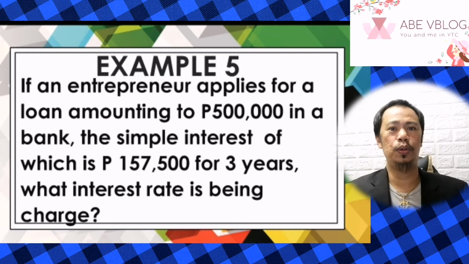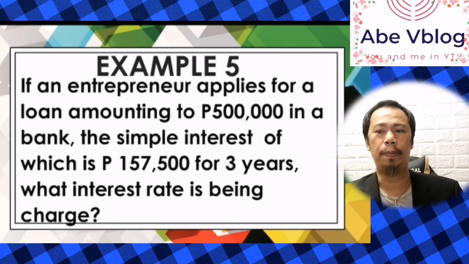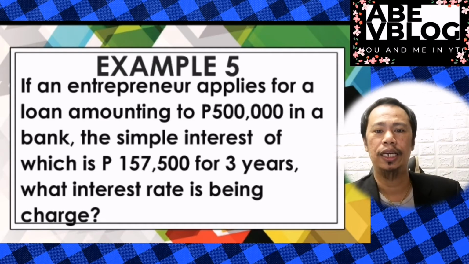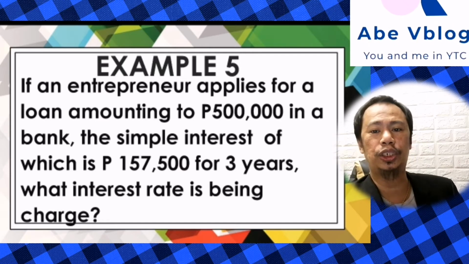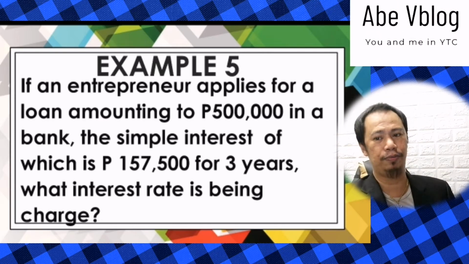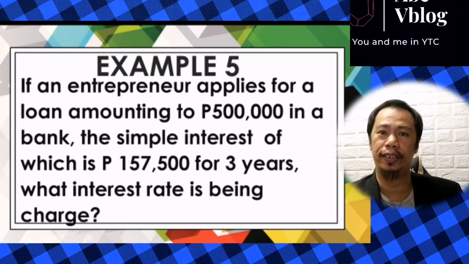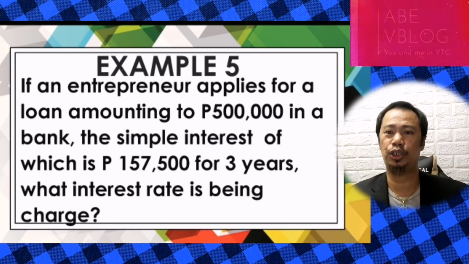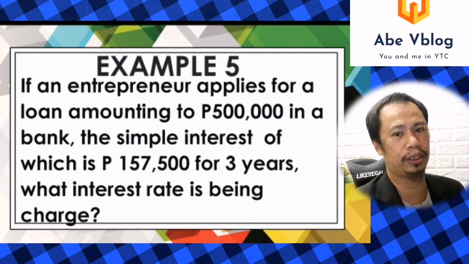Now let's go to example problem number 5. If an entrepreneur applies for a loan amounting to 500,000 in a bank, the simple interest of which is 157,500 for 3 years. What interest rate is being charged? So what is being charged? Interest rate charge ang hinahanap natin. So we look for the interest rate charge. Okay?